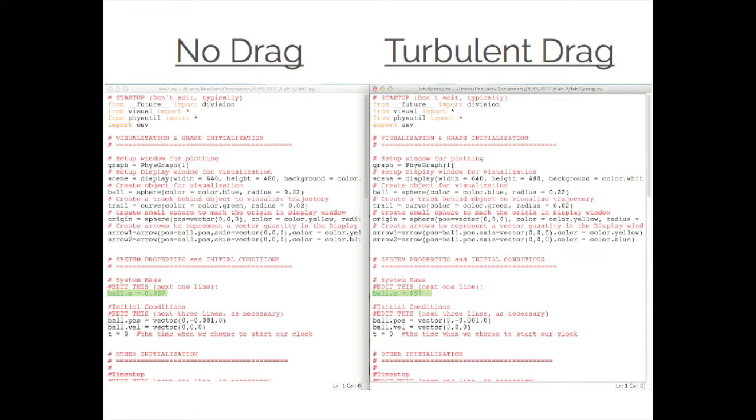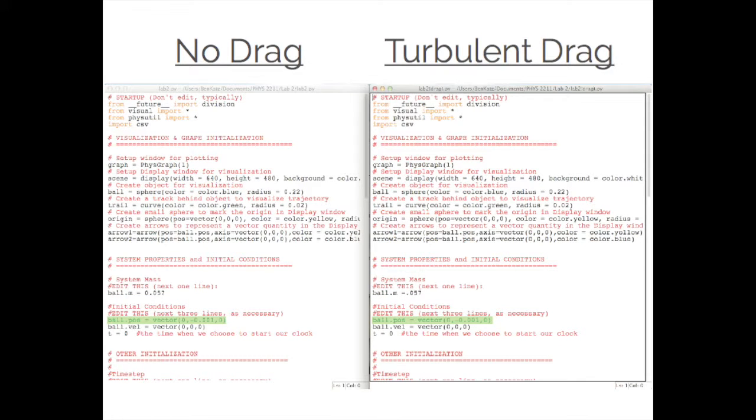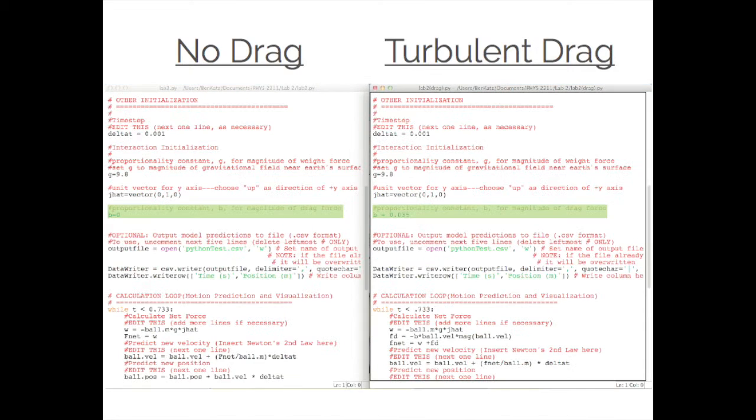In Python, I had to write two sets of code, one with no drag, or just the force of gravity, and one with turbulent drag, or gravity and drag together. In both codes, I set the mass of the tennis ball to be a recorded 0.057 kilograms. Next, I set the initial position vector from Tracker to be 0, negative 0.0010, 0 meters. The ball's initial velocity was also set to 0, 0, 0, since it starts from rest. Time also starts at t equals 0 seconds.